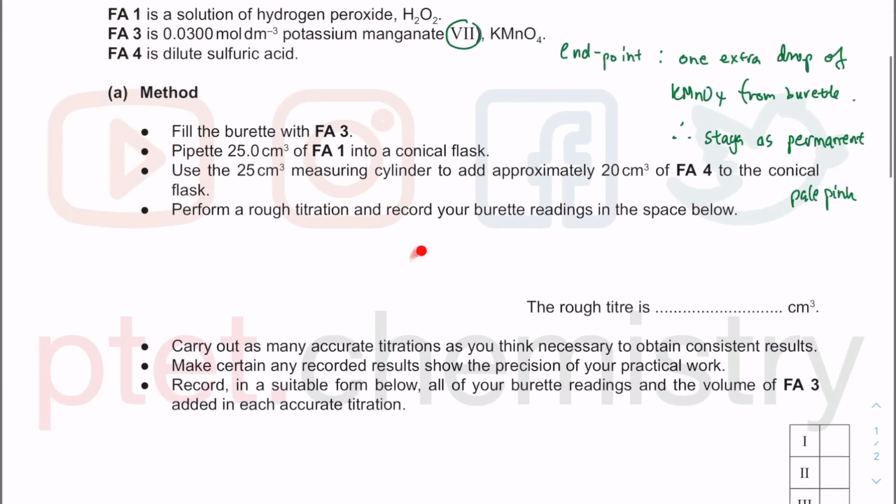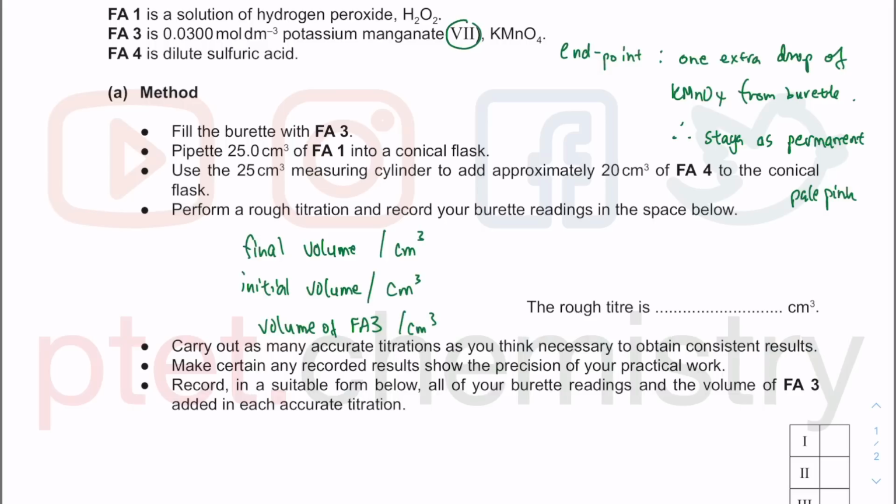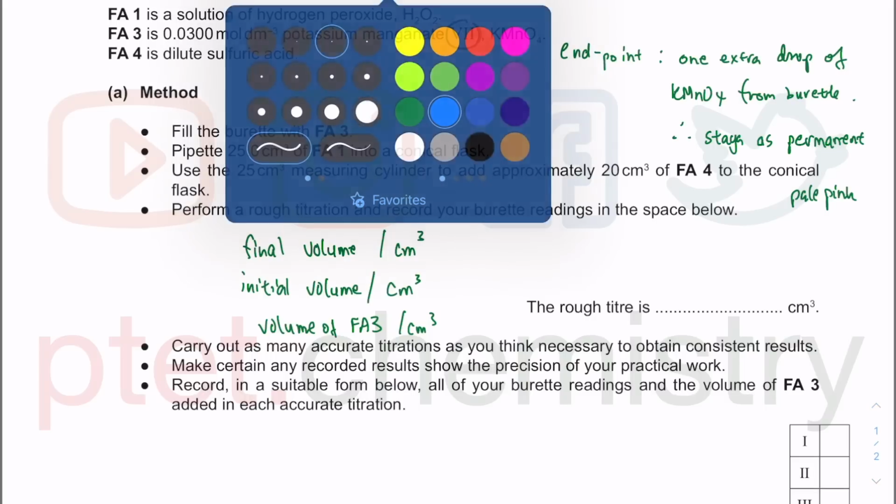As usual, initial titer, final titer, because you need to do a rough titration. So initial volume from your burette. Don't forget your tabulation must include the unit. This is a rough titration, so make sure you still write down the correct values. This is the volume of FA3, and this is the difference between the final volume and the initial volume. Do not confuse what is initial and what is final.